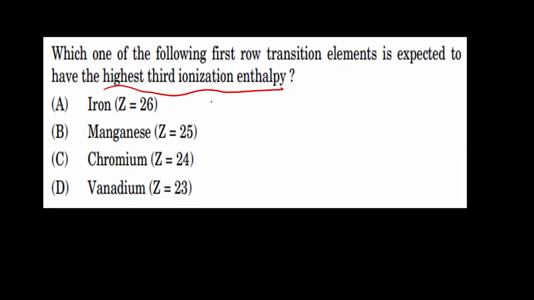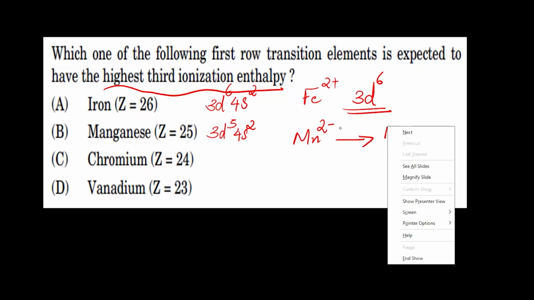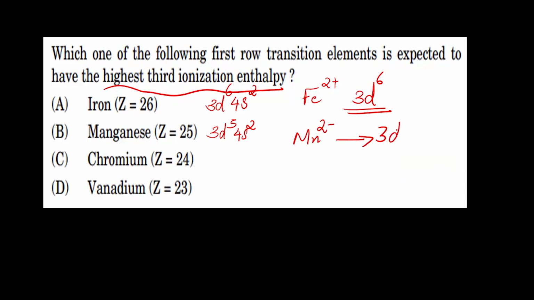In the case of iron, iron is 26, right? So 3d6 4s2. If it is Fe2+, what will happen? It is 3d6. Then manganese, it is 3d5 4s2. Mn2+ means 3d5. This is already half filled, so this is having extra stability. Note that point.